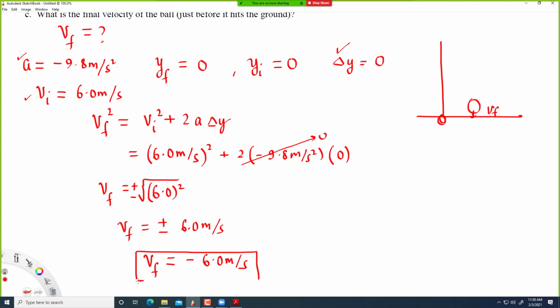So what you can say about the velocity at the same level is whatever velocity it starts with, the same velocity it ends with at that same point. So at the same level it will have the same velocity.